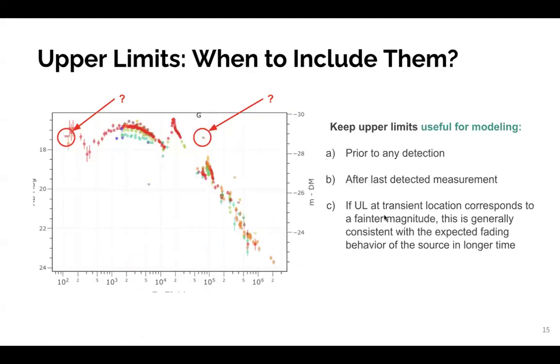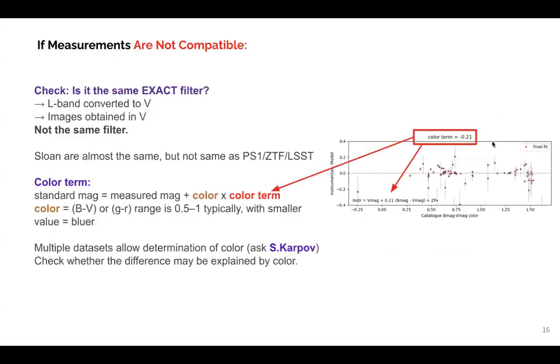Upper limits, we included the upper limits only in few cases. So prior to the detections, like you see here at the beginning, which was from Taro during the prompt emission. After the last detected measurement, we actually don't have that. And then the upper limit in general just tells you that if it's at the transient location, it corresponds to a fainter magnitude. It's just generally consistent with the expected fading that you would see at a longer time. So we only keep it if it tells us something important. Otherwise, you can get rid of the upper limit point.